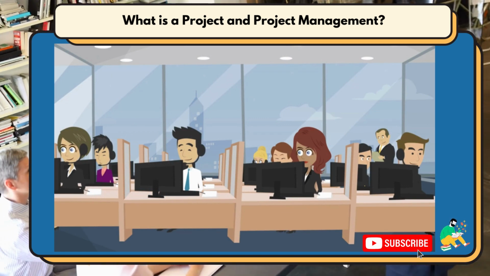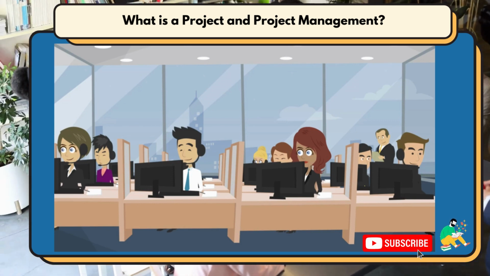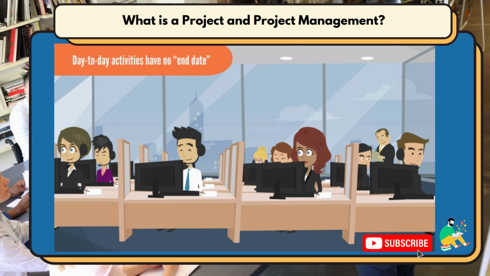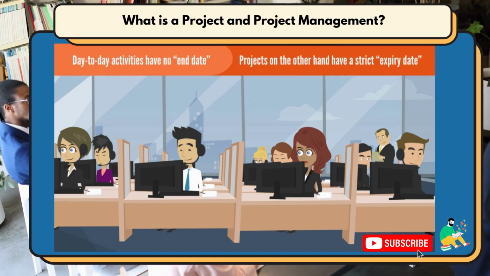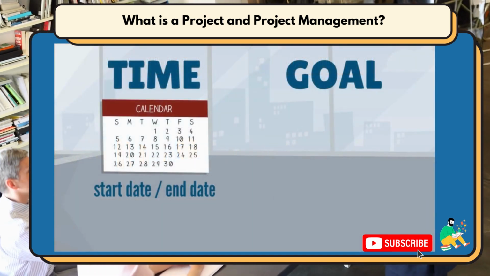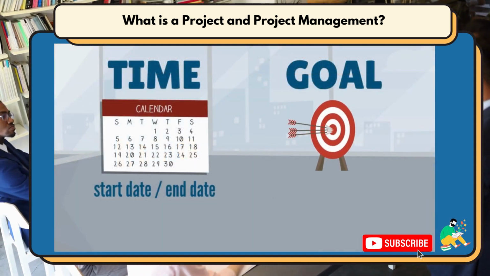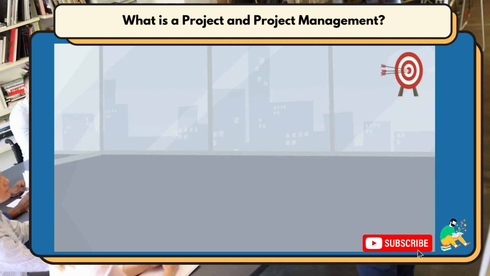The accounting and finance department, product department, sales and marketing, etc. There is no end date assigned to these repeating activities. Projects, on the other hand, have a strict expiry date. Then there is the specific goal you wish to achieve with the project. You can think of it as the output of a project.